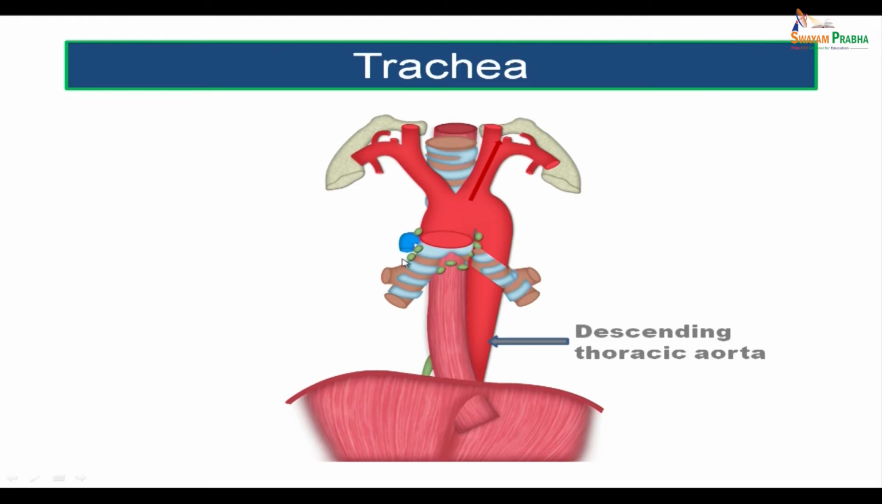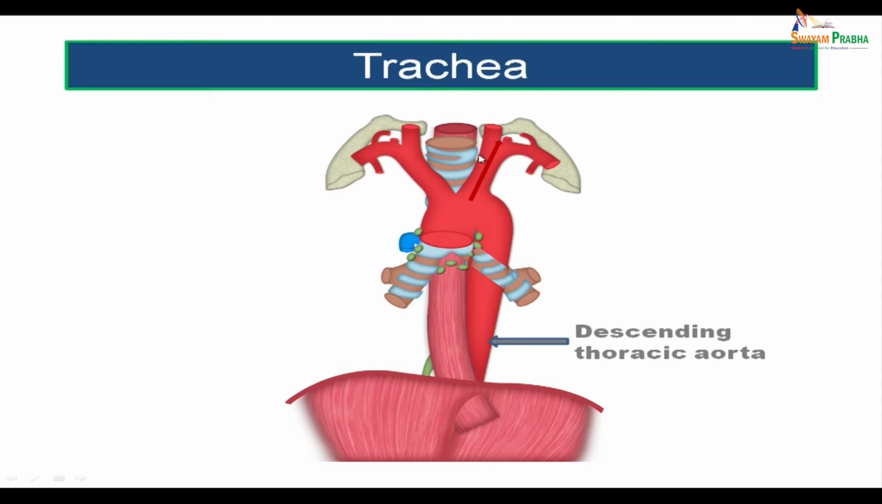It is crossed anteriorly by the arch of the aorta and superiorly by the isthmus of the thyroid gland, along with the left brachiocephalic vein and the inferior thyroid veins. These are the structures which cross the trachea anteriorly. Posteriorly, it is related to the esophagus. On the right side, it is related to the nerves, the right vagus and the phrenic, along with the right lung and pleura.